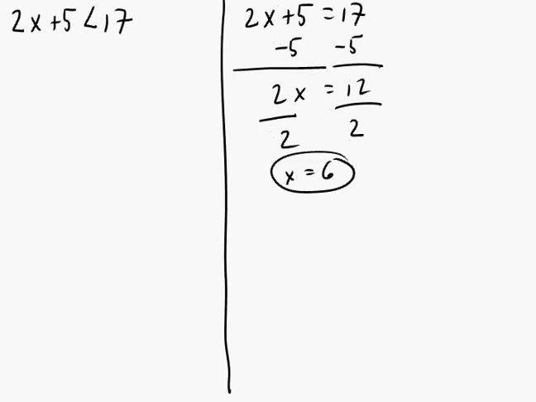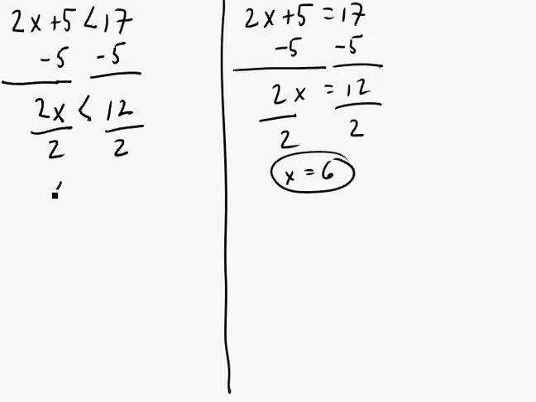Now, let's return to our inequality 2x plus 5 is less than 17. So what we've seen is that we can indeed subtract 5 from both sides of the inequality, and the inequality would remain true. So I keep the inequality going in the same direction. And we'd have 2x is less than 12. Then we could divide both sides of the inequality by 2, and we would get our solution, x is less than 6. So that means all of the values of x that are less than 6 make this inequality true.